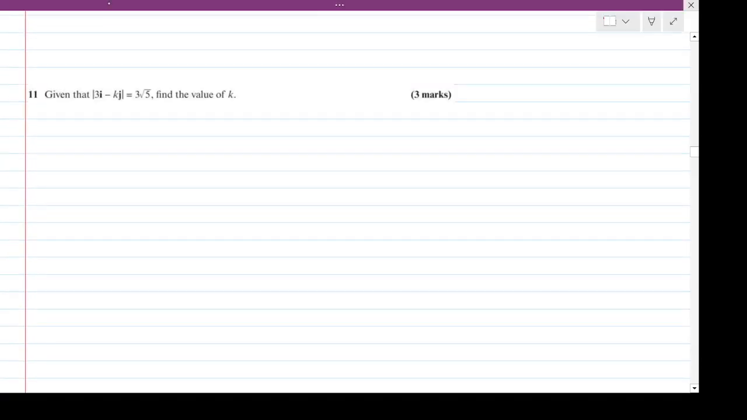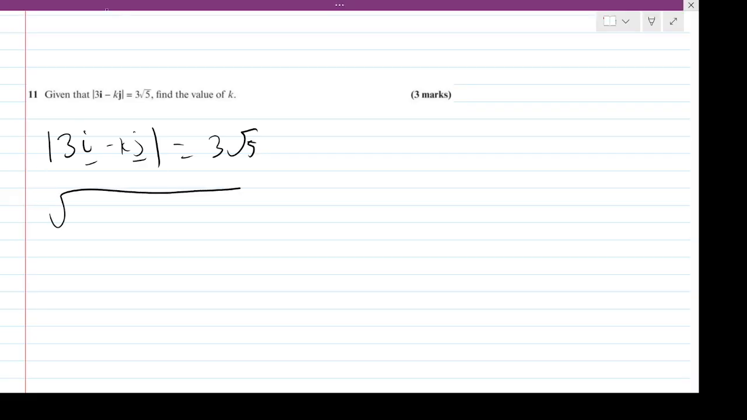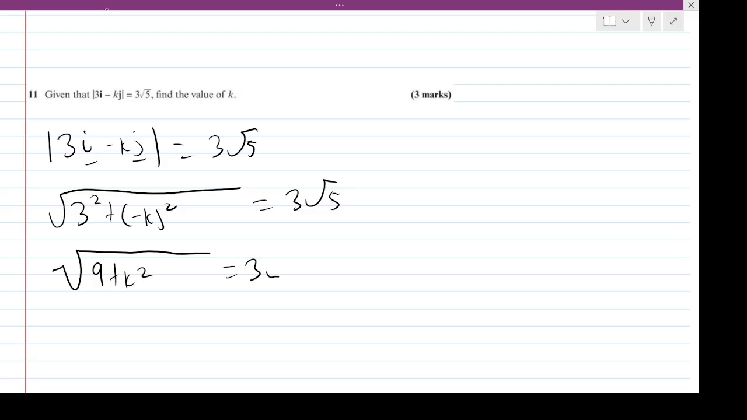And then, because it's so important, I'm going to do another question, okay? In this style. So now we have the magnitude or the length of 3i minus k lots of j again. It's now 3 root 5. And again, I need to find the value of k. Because it's the magnitude, I need to do the square root of the 2 parts all squared. So it's going to be 3 squared add minus k all squared equals 3 root 5. I can then simplify inside the root. So 3 squared is 9. Then minus k all squared is going to be plus k squared equals 3 root 5.